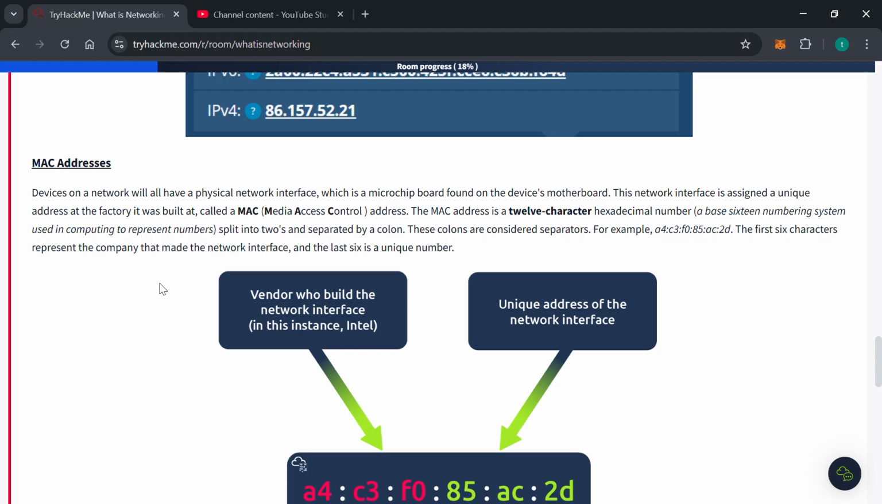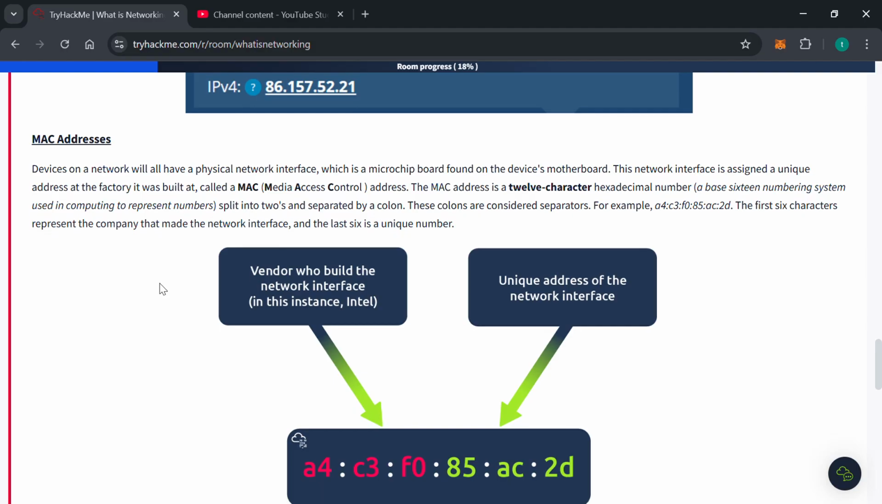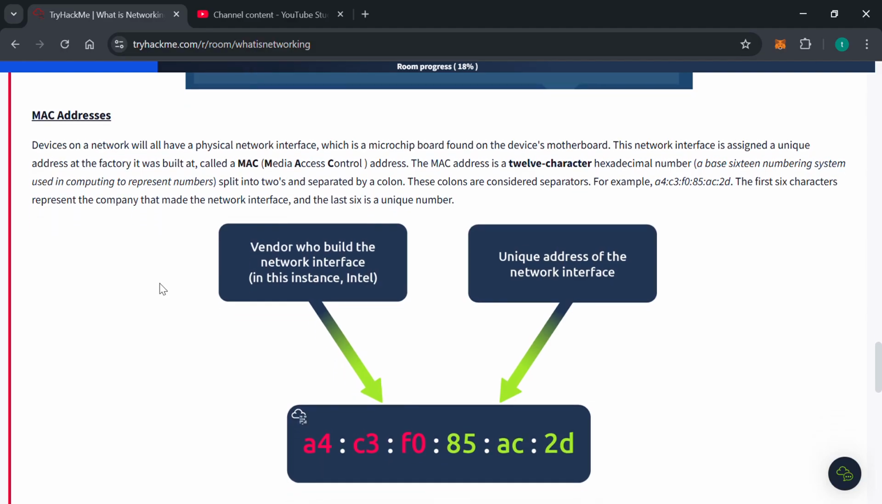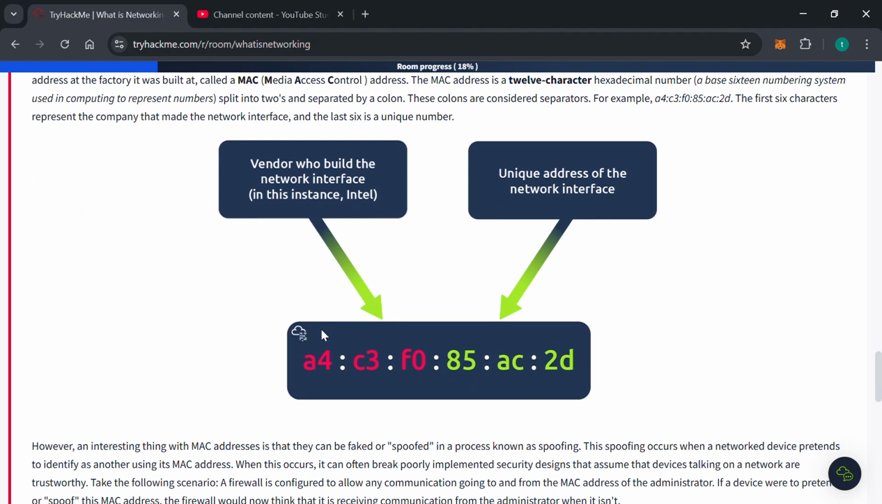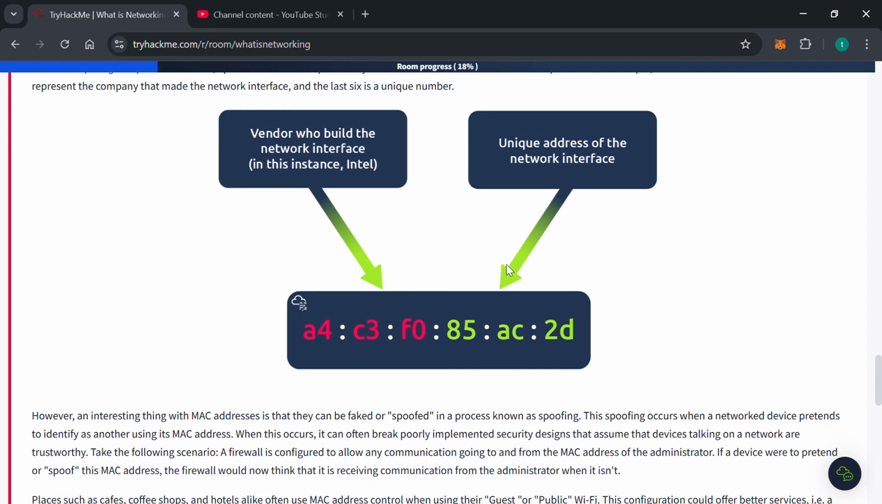The MAC address is a 12-character hexadecimal number, a base 16 numbering system, split into twos and separated by a colon. These colons are considered separators. For example, we have A4:C3:F0:85:AC:2D. The first 6 characters represent the company that made the network interface, and the last 6 are a unique number.